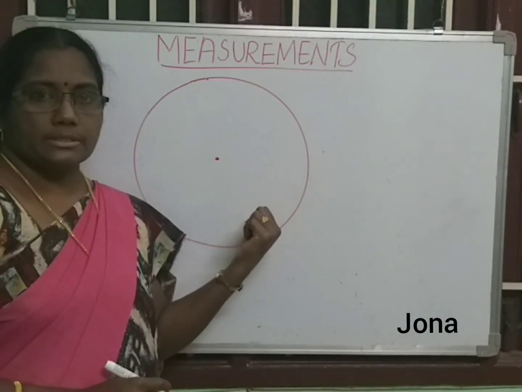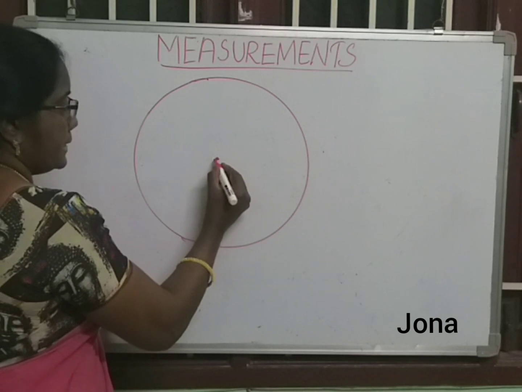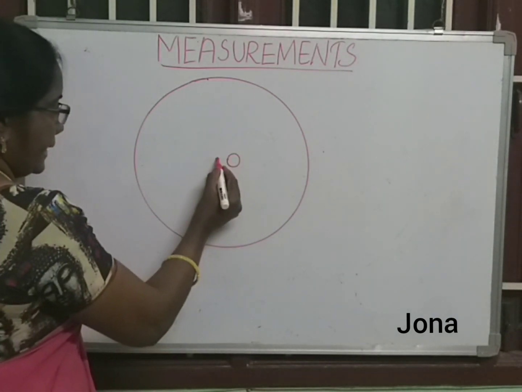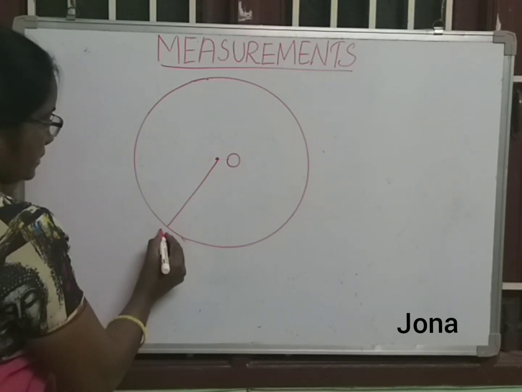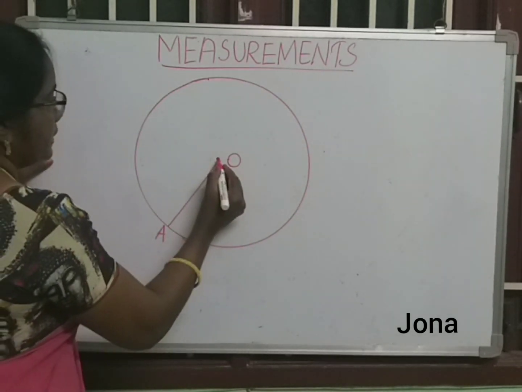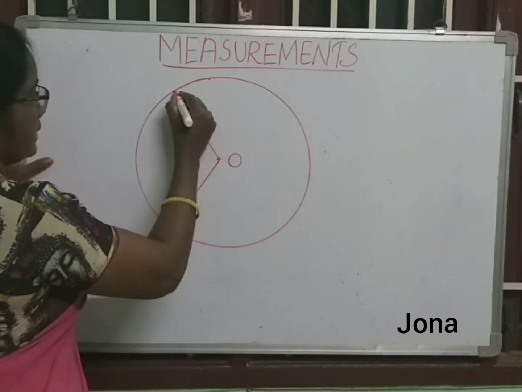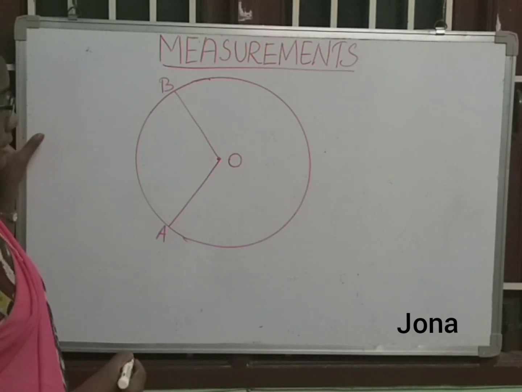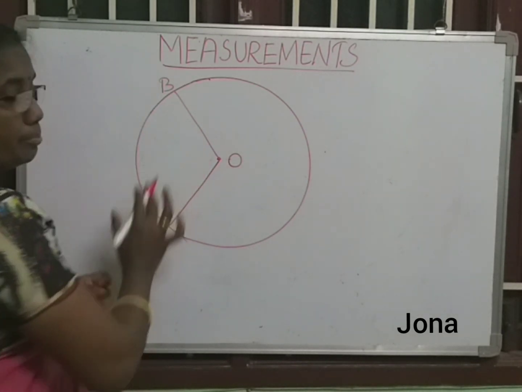Here I have one circle. This is the center of the circle. This is the radius of the circle. I want to name this as OA. And here, the other radius, I want to name this as OB. So here I have two parts.